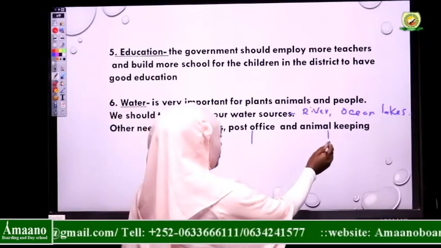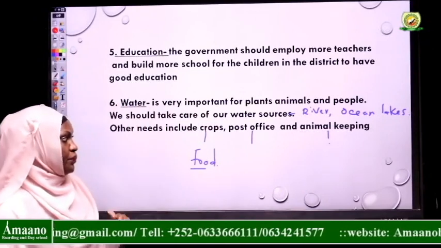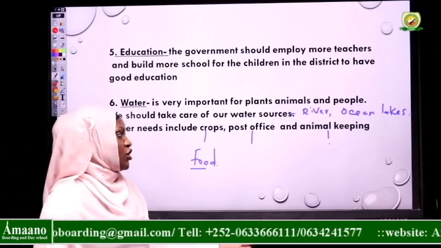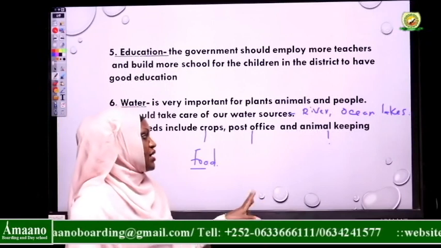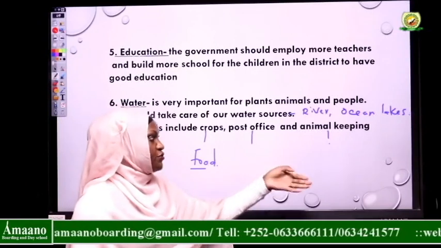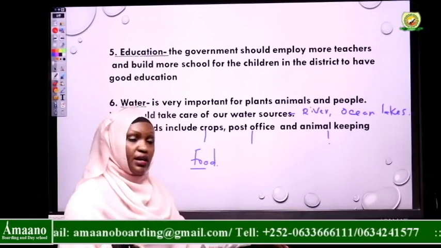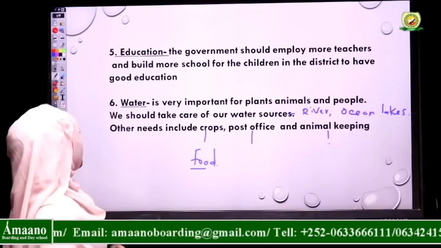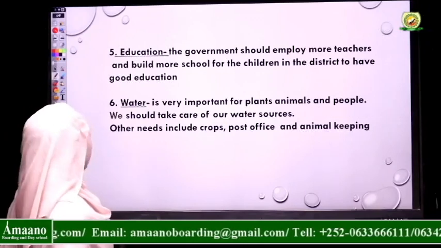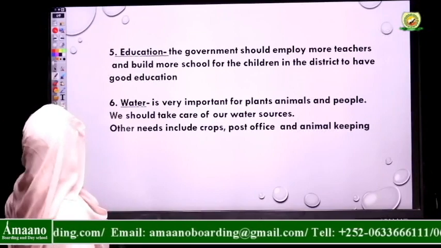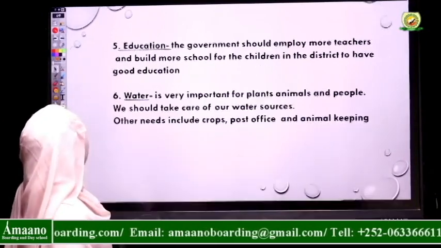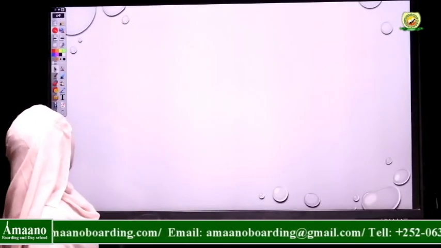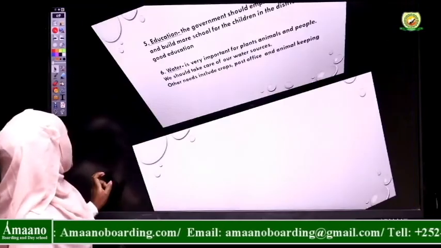We have animal keeping. We know that animals are very important to us, so we should take care of these animals by ensuring that they have food, they have water, and we also protect them against diseases. So these are our needs in our district. We have talked about our needs in the district.